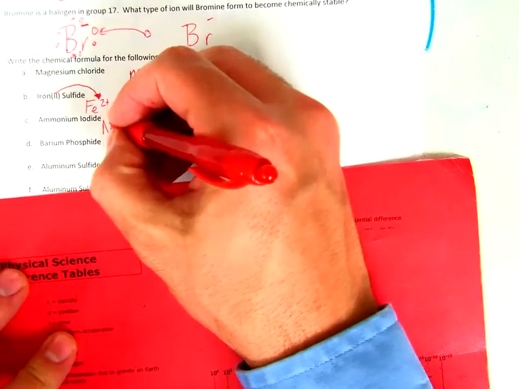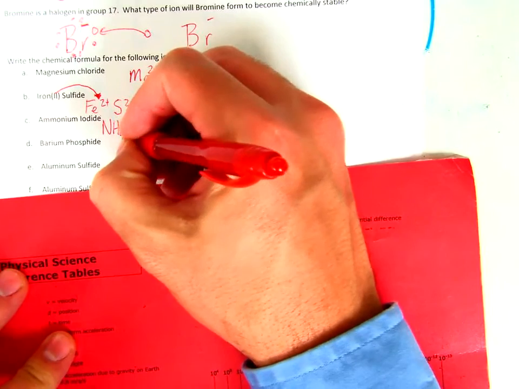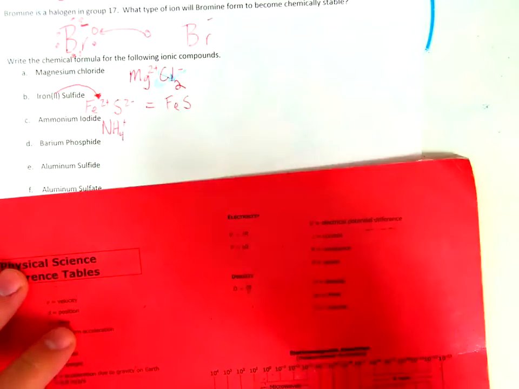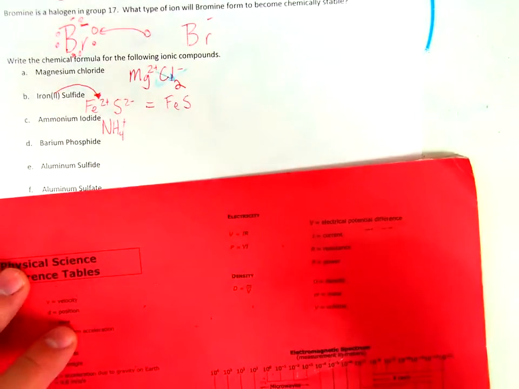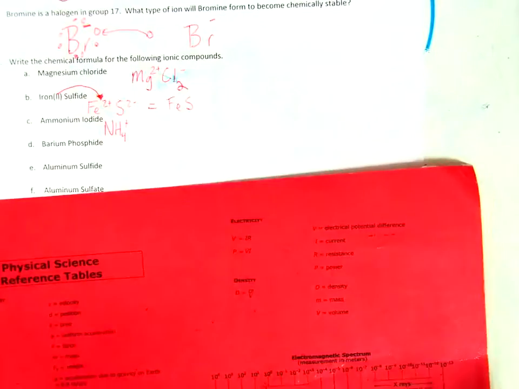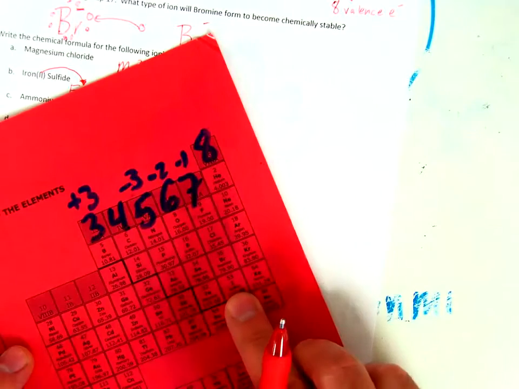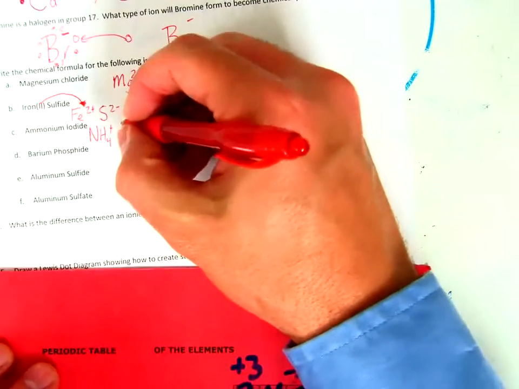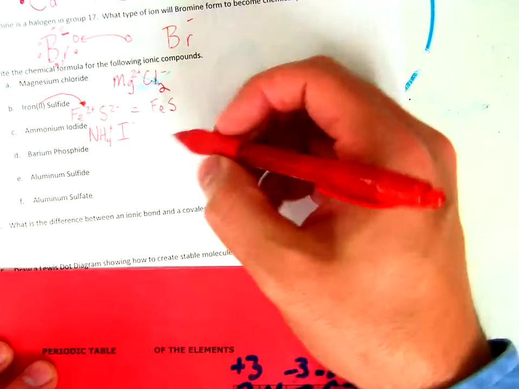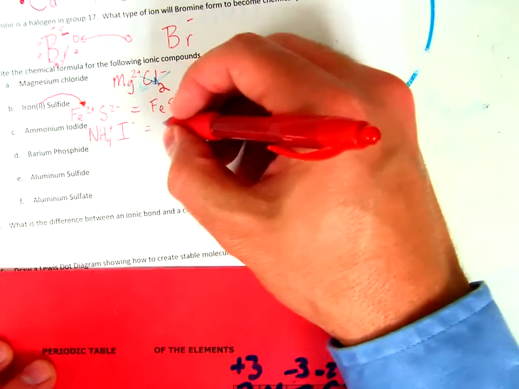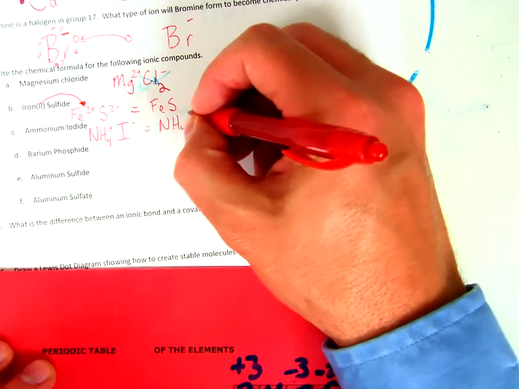So, NH4 plus has a charge of +1. It's a +1 ion. Iodide. Iodine is going to be a halogen right here. It's in the -1 column. So I -1, and that's just going to be NH4I.